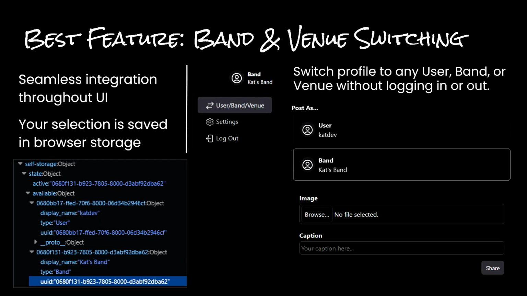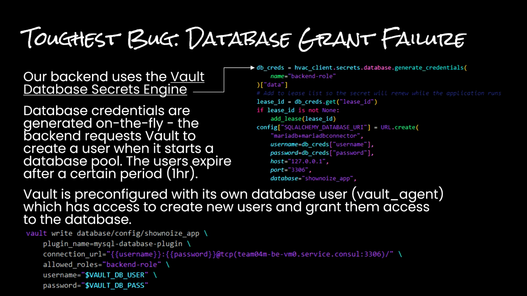So I would say our best feature is the band and venue switching. That's mostly all done on the client. So when you make a post, it sends what user, band, or venue you'd like to post as. And the client just has a list of which bands and venues you have access to, and it stores them locally inside your browser's local storage, so it's persistent. If you were to close the browser and reopen it, it remembers what band or venue you had selected. So you'll notice that when Zealous logged in, it was already selected as a band instead of Zealous's user. So I would say that's our coolest feature.